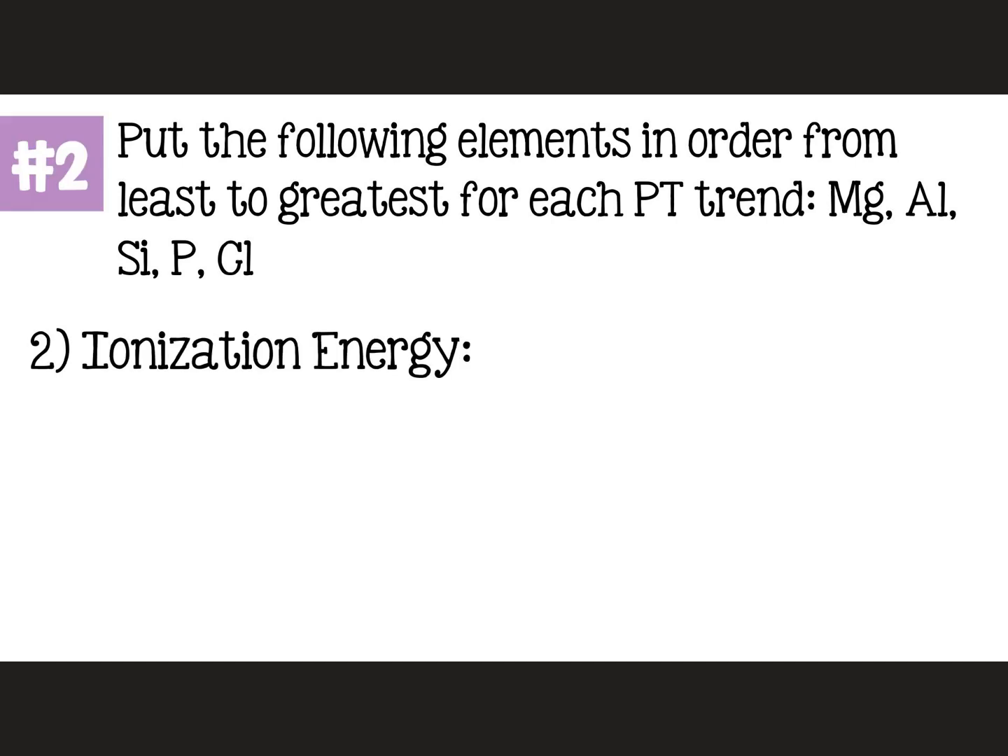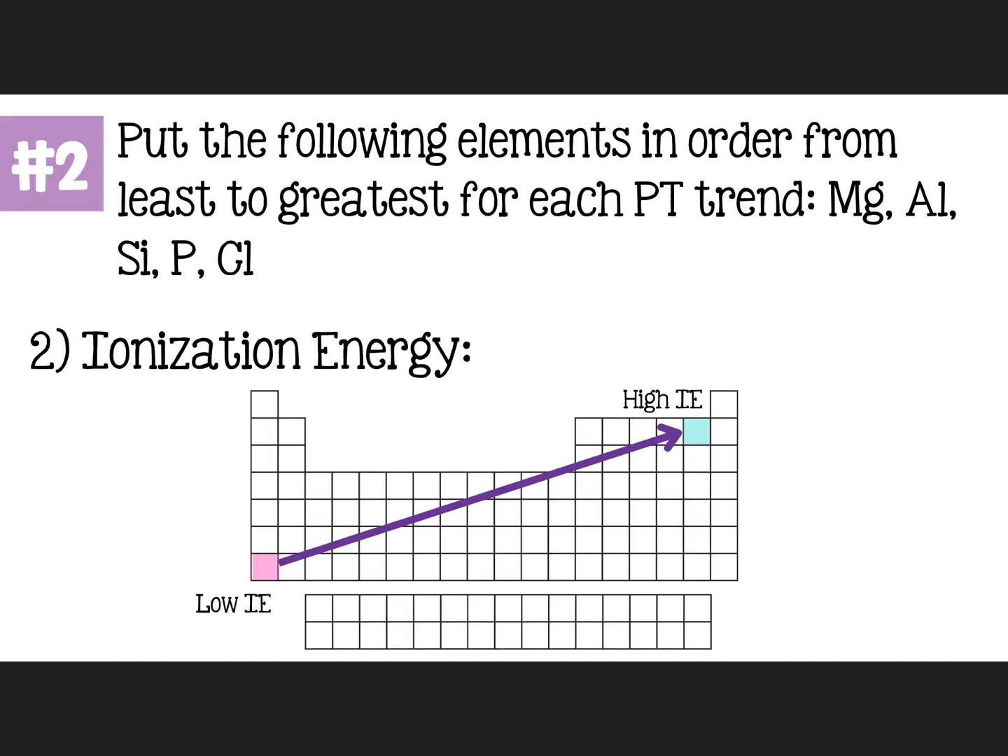Next up is ionization energy, which is actually lowest in the bottom left and highest in the top right. So we're going to start from the left side and work our way to the right. That means we have magnesium, aluminum, silicon, phosphorus, and chlorine in that order.